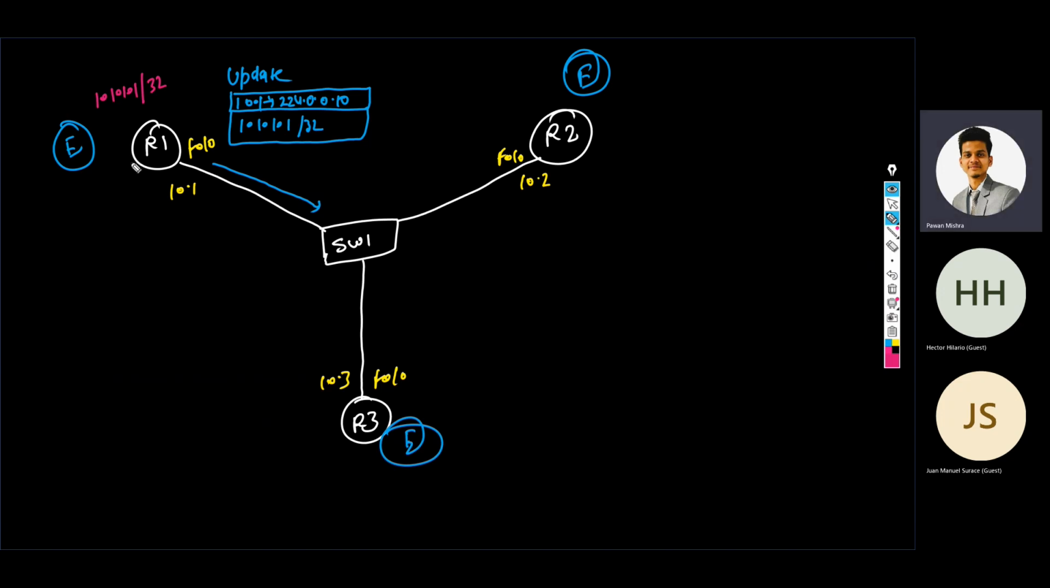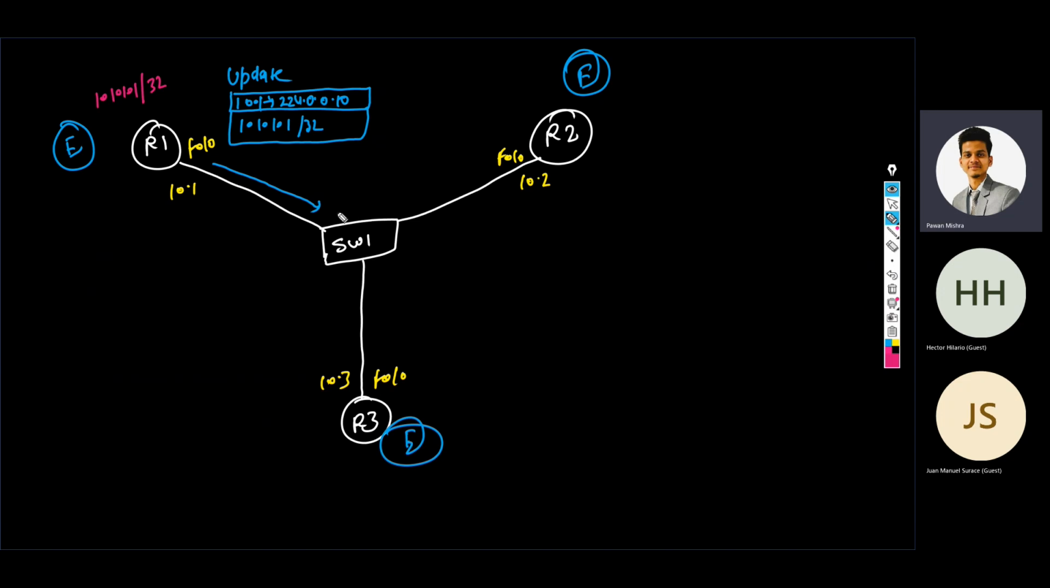Just tell me, on R1, I'm not saying please make a neighborship with R2 and please make a neighborship with R3, right? I'm not saying that. What I can do right now is just send this update packet.